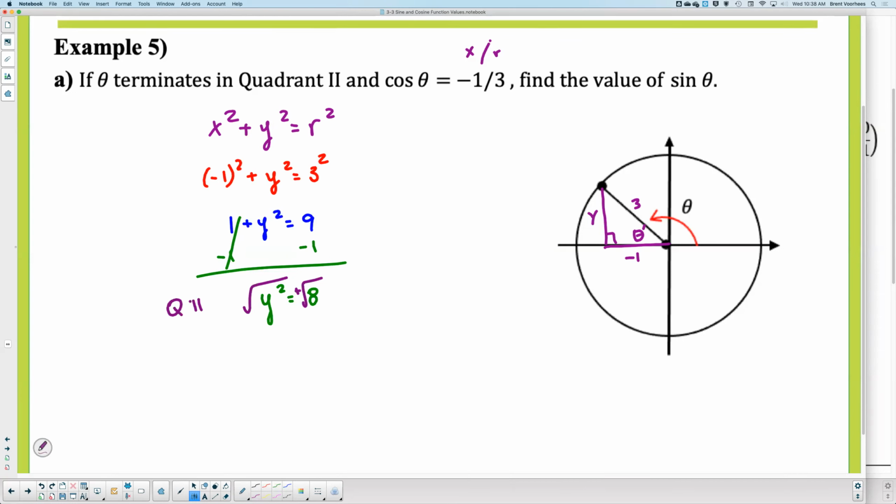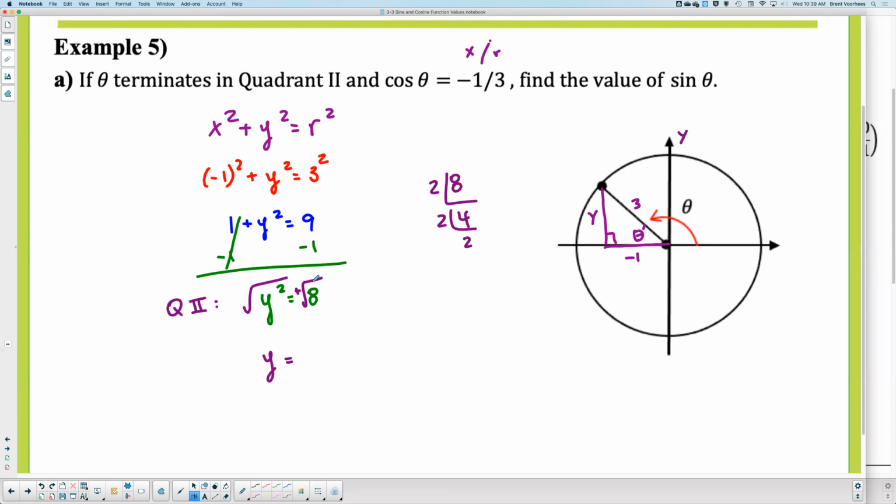Quadrant 2. In quadrant 2, is y going to be positive or negative? Think about the y-axis here. It'll be positive. So I put plus square root of 8. Now, this can actually reduce. The square root of 8, 2 can go into 8 how many times? 4. And 2 can go into 4 how many times?